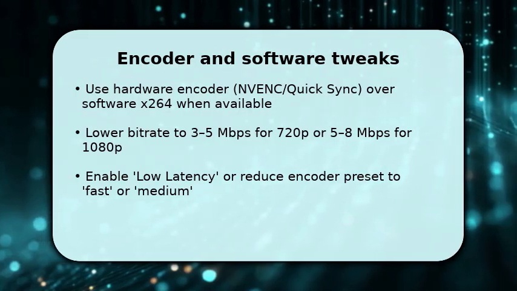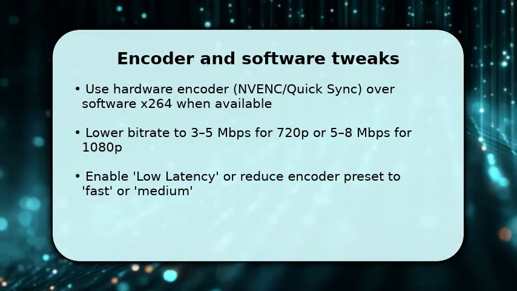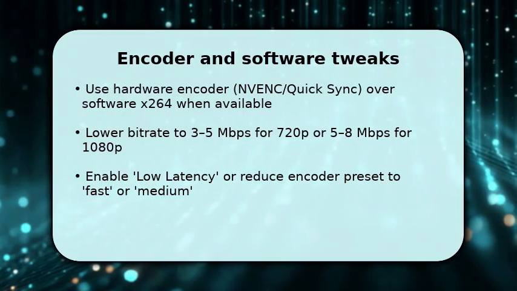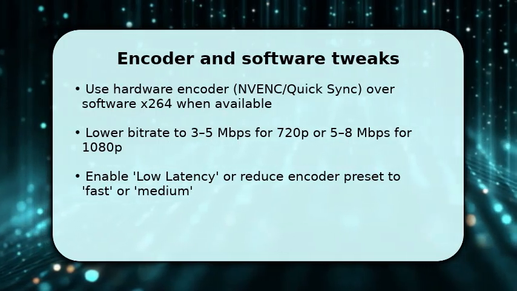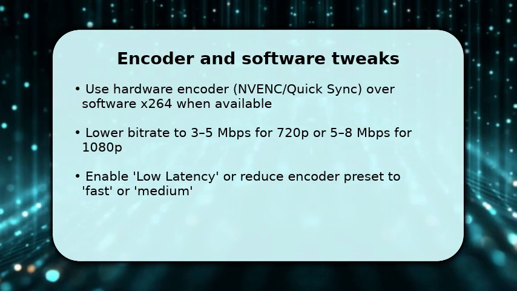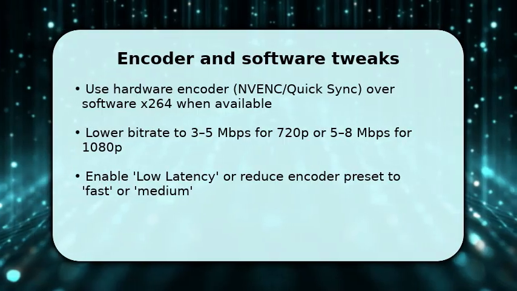Then adjust bitrate. Aim for 3 to 5 Mbps for 720p or 5 to 8 Mbps for 1080p so your network keeps up. Once set, enable any low latency mode or choose a faster encoder preset. This trades some efficiency for responsiveness. Make sure to restart the encoder after changes so new settings take effect.